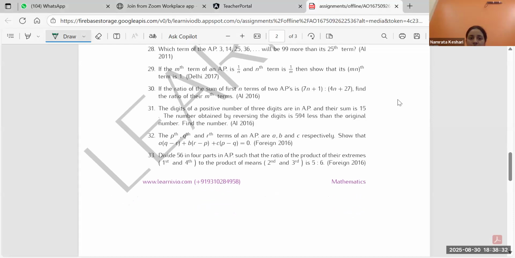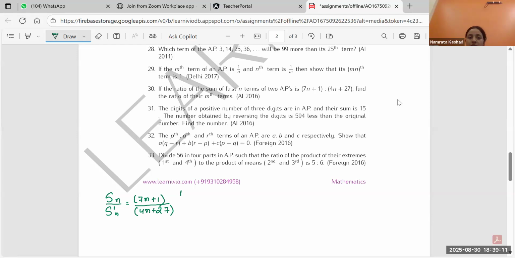We have discussed till here that if the ratio of the sum of first n terms of two APs, the sum of first n terms for the first AP and the sum of n terms for the second AP, we have written like this. Then the ratio is given to us as 7n plus 1 over 4n plus 27. And we are supposed to find the ratio of their mth term. This is the sum ratio given, and we will be finding the ratio of mth term.